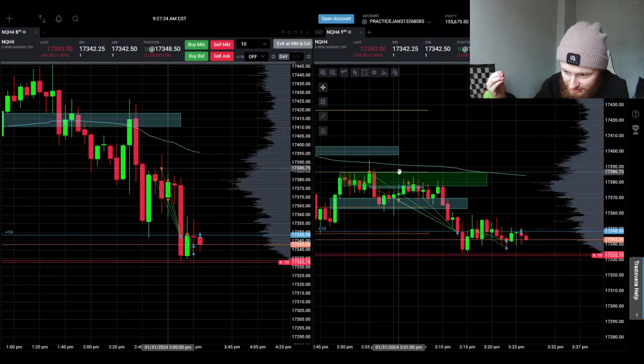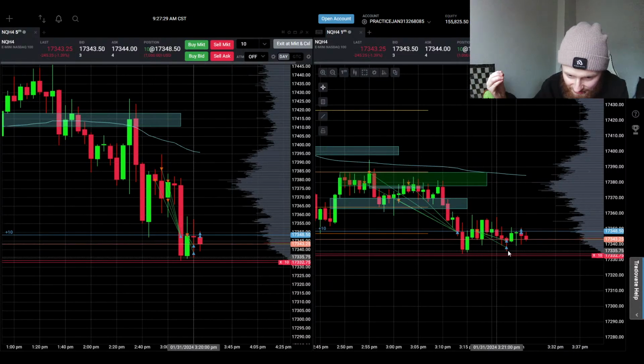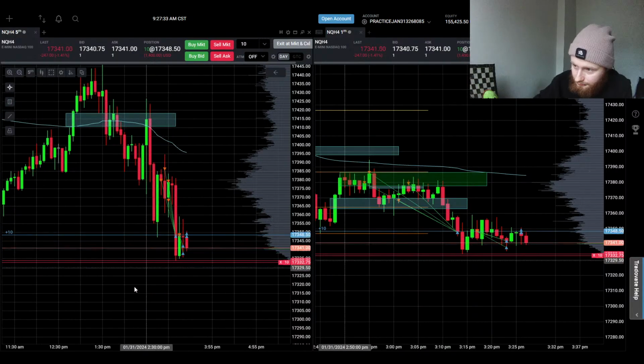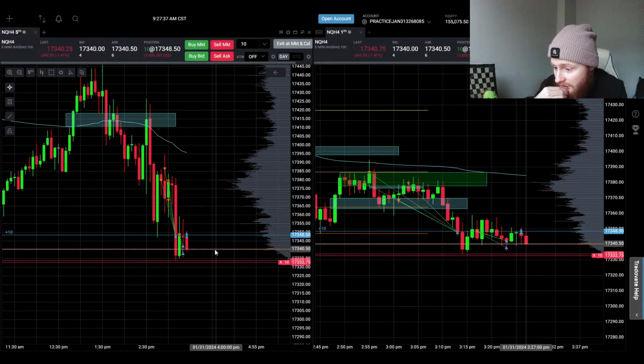All these stops at evens. Here on the 5 minute, we have all these stops at evens. Again, we have all this here. Not as nice on the 1 minute as it is on the 5 minute, but that's fine. We don't mind taking a loss. We don't mind taking a loss at all.